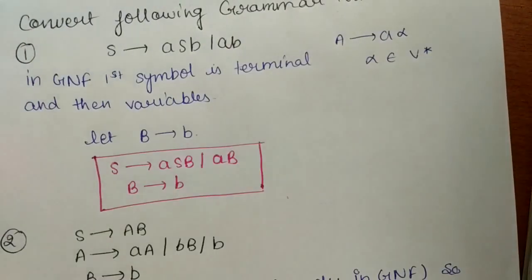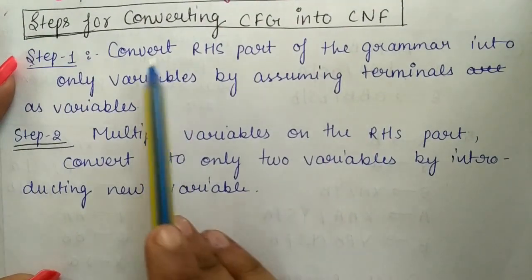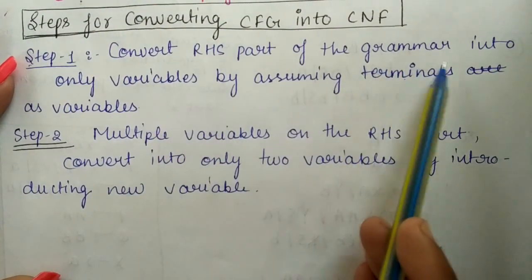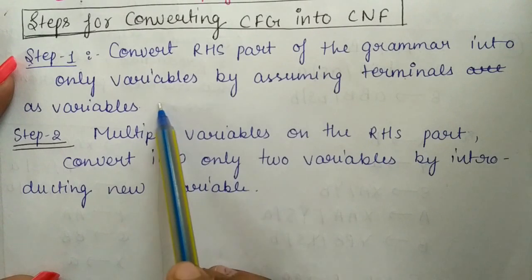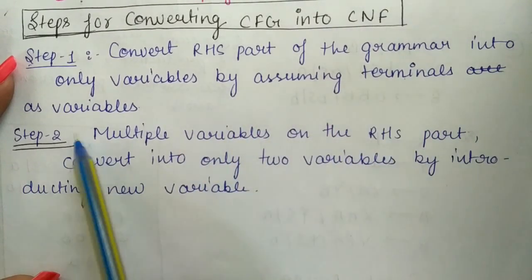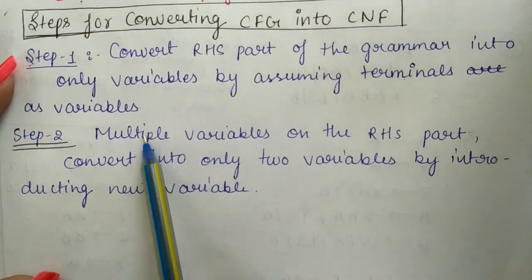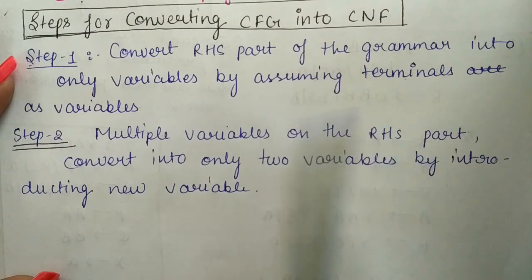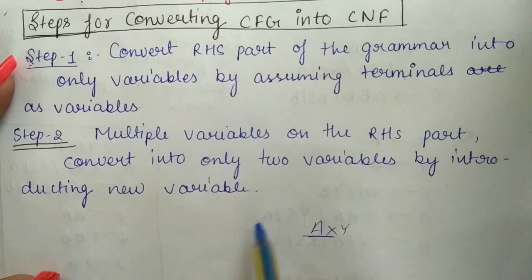So now you will understand the steps clearly. Steps for converting CFG into CNF. First of all, we convert the RHS part into only variables by assuming the terminal as a variable. We have done this: we have assumed A tends to a and B tends to b. Now for multiple variables on the RHS part, as we were getting A, X, Y, we will assume these two variables as one variable. So the RHS part is converted to only two variables by introducing a new variable. This is the procedure for converting CFG into CNF.